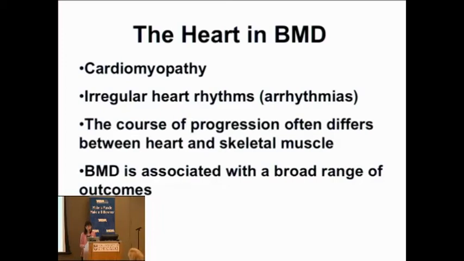We talked a little bit about how the heart and skeletal muscle can be different, and one of the striking things is that the pace of disease can be very different between the heart and skeletal muscle, especially in Becker muscular dystrophy. We can have some people whose skeletal muscle is following a very different path than the heart involvement, and so that's why we really need to monitor both conditions.